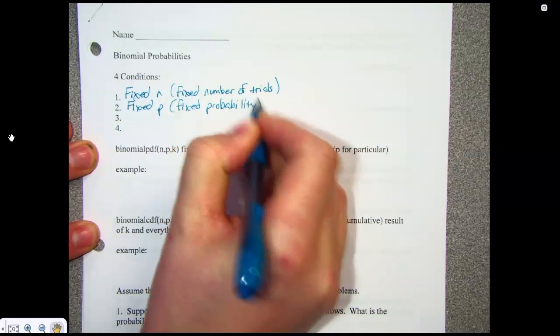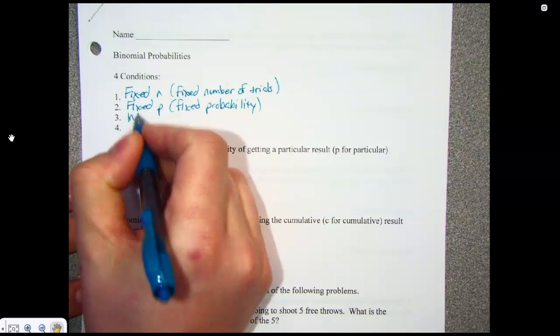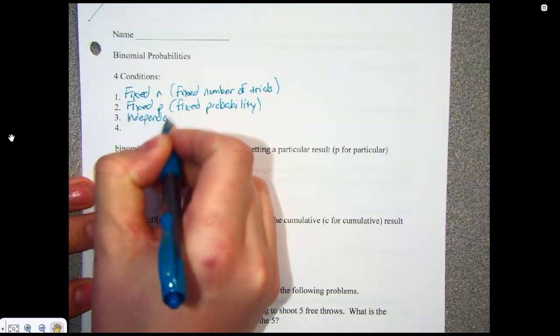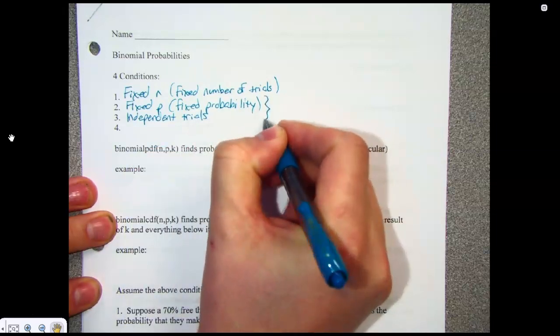So you can't use this formula if the first coin you flip is fair, 50%. The second coin you flip is 65%. The third coin you flip is 12%. Like it has to be the same thing every time. Each trial has to be independent. So these are pretty much the same thing.